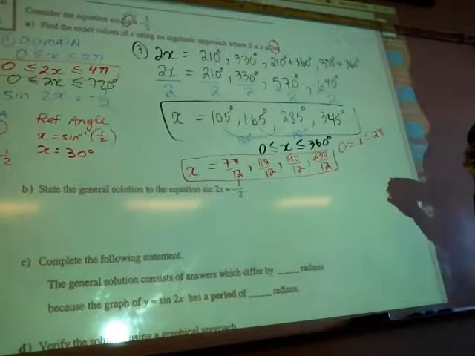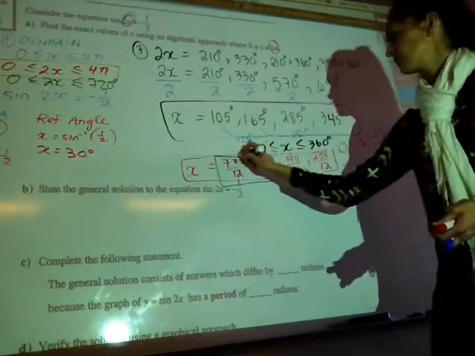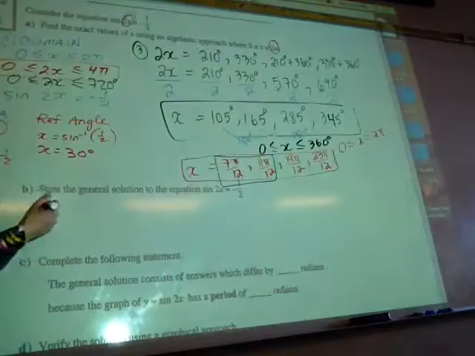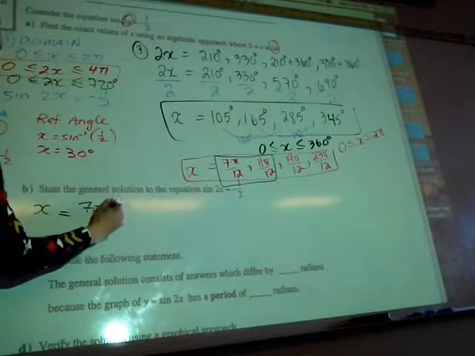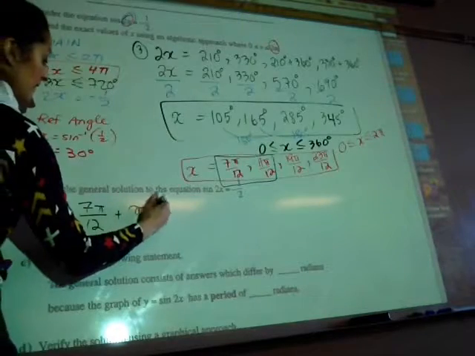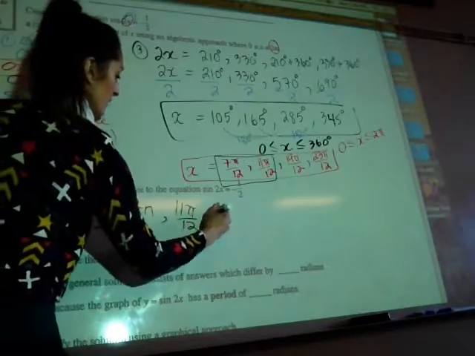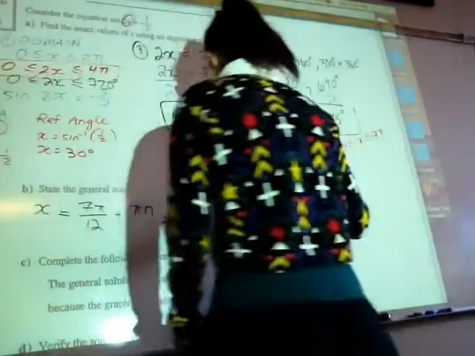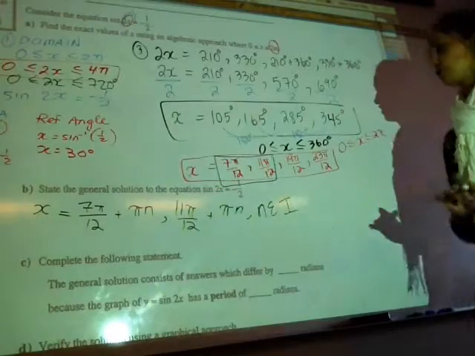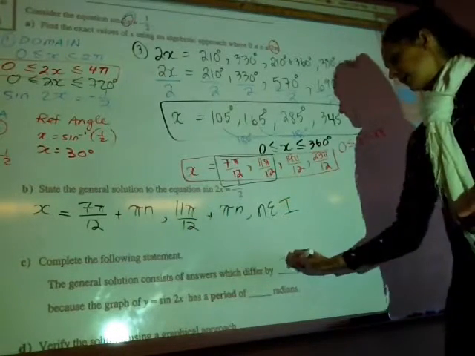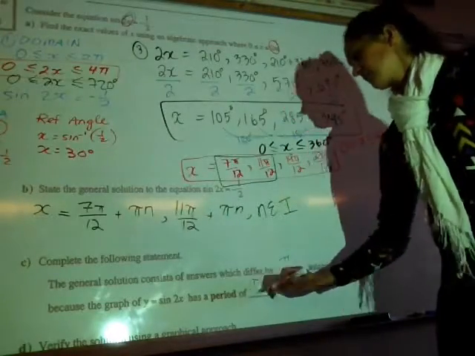So now we can just take our first 2 solutions and write them into a general solution. Okay, so we can say that x equals 7 pi over 12 plus pi times n, and 11 pi over 12 plus pi times n. And don't forget, n is an element of integers. So the sets of answers differ by pi radians because the new period is pi radians.